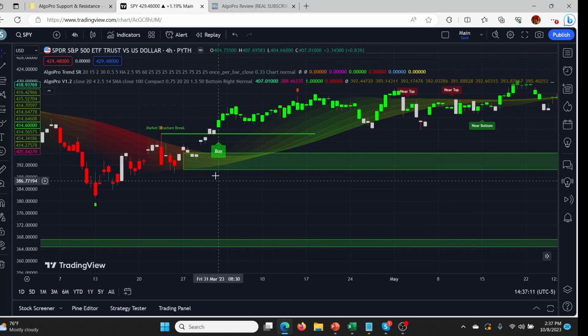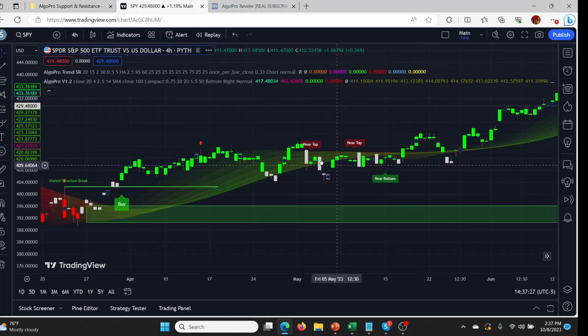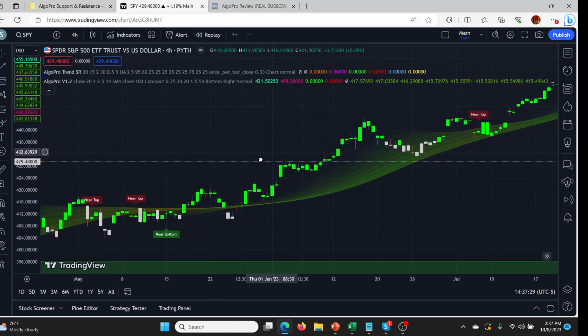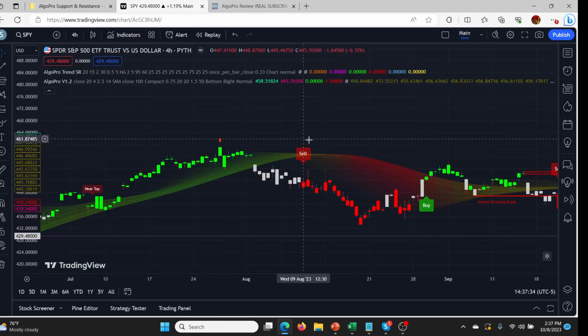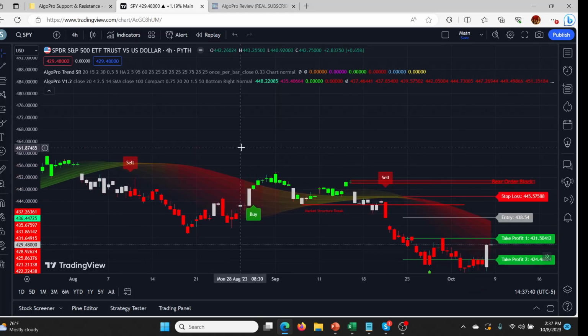All right. So Algo Pro 1.2 says buy here. The market structure break appears here. So you've got a buy and the market structure break, and you have this bull block as well. And sure enough, you get the bullish price action all the way up, until we hit a sell on the 1.2. There's nothing else from the trend SR stuff, so kind of just ignore that.